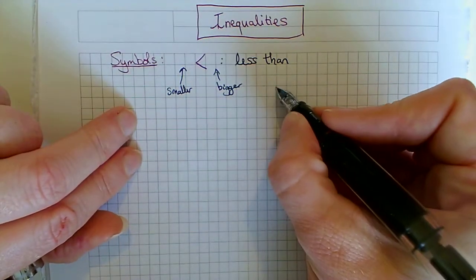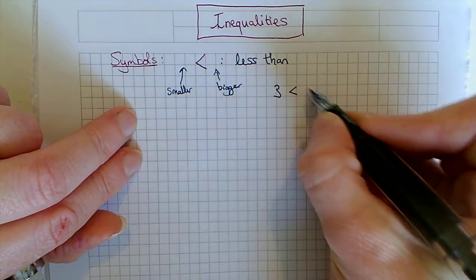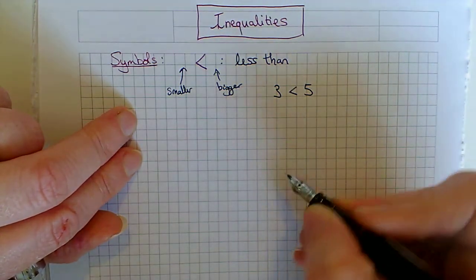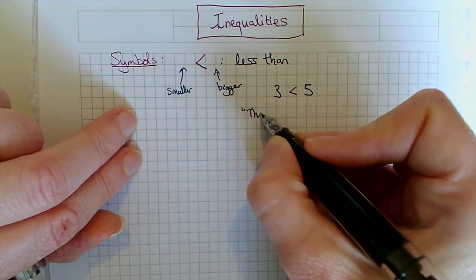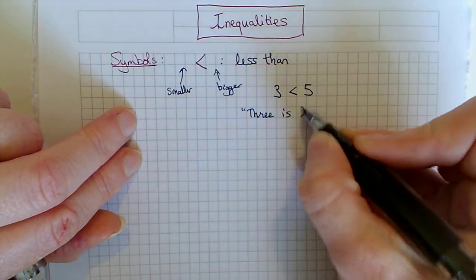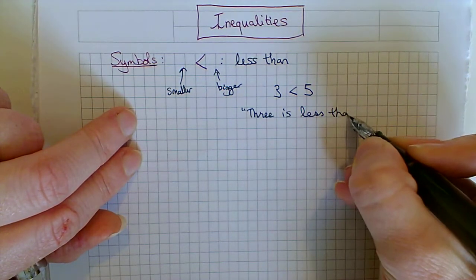So for example, we might say that 3 is less than 5. And that's a true fact. So 3 is less than 5.